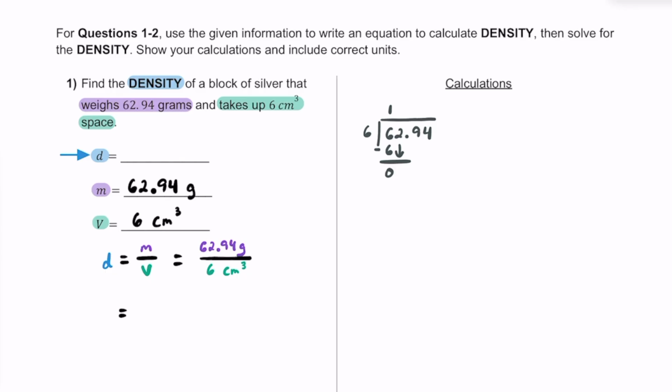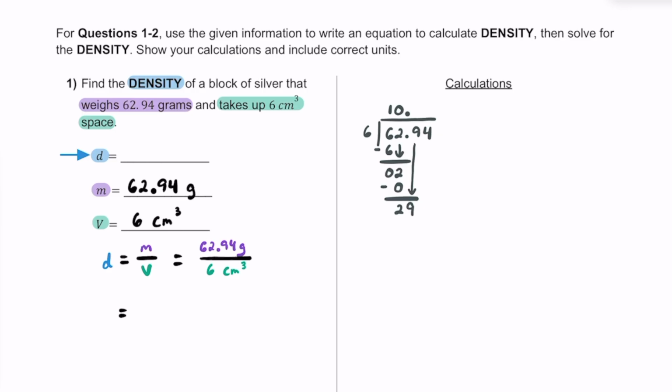We can bring this 2 down. Now, how many times will 6 fit into 2? Well, it's going to fit in 0 whole times, so we're going to put a 0 here. 0 times 6 is 0, and we're going to subtract, and we're going to be off by 2. Now, don't forget to bring this decimal straight up into our quotient, so it's going to be 10 point something. And let's bring this 9 all the way down.